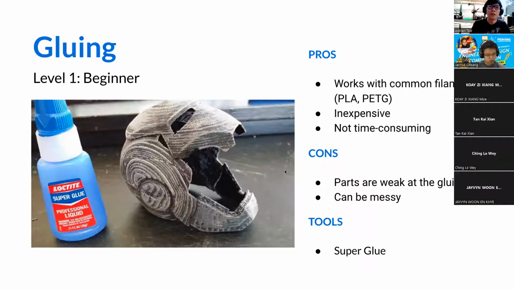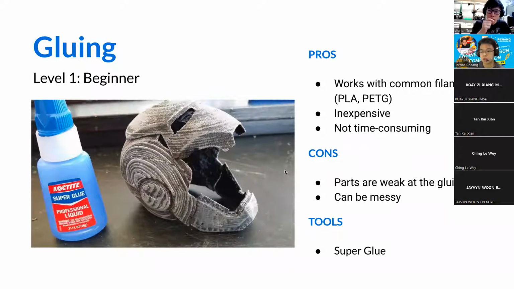The advantage of using glue is that it works for a lot of filament, namely PLA and also PETG. When you're using a 3D pen, you're also using PLA filament. If you print one piece of print object with a 3D pen, you can stick it together with another object using super glue. I recommend using those DIY 3-second super glue. This is a very effective super glue. You can just use this and it works too. It's not time consuming.